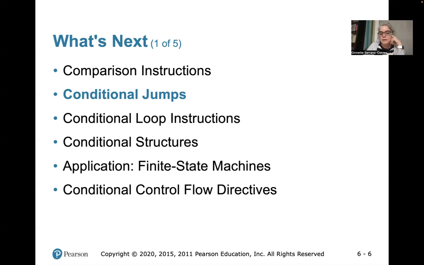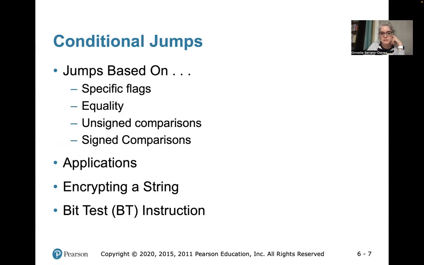Okay, so the CMP instruction, we're going to be using it with conditional jumps. So let's take a look at that. Conditional jumps are based on specific flags, equality, unsigned comparisons, and signed comparisons. We're going to look at some practical applications. We're going to also look at how to encrypt a string and look at the BT instruction, which is bit test, meaning testing to see if a bit is set or not.